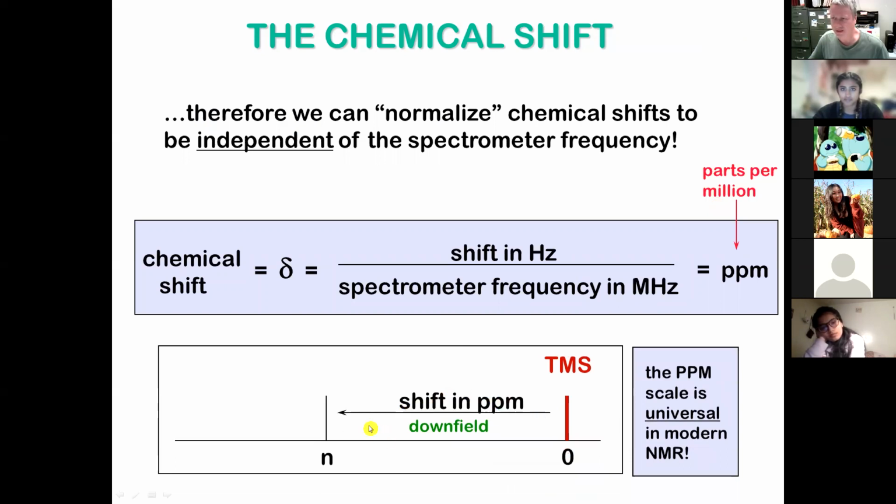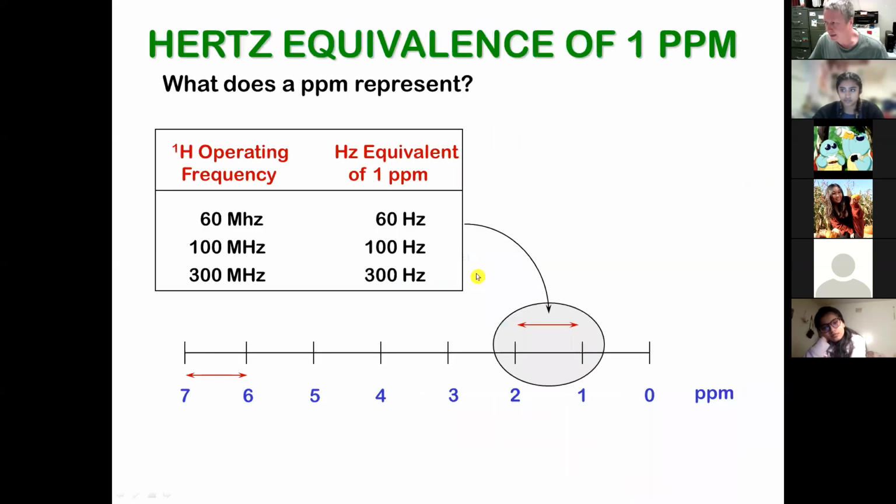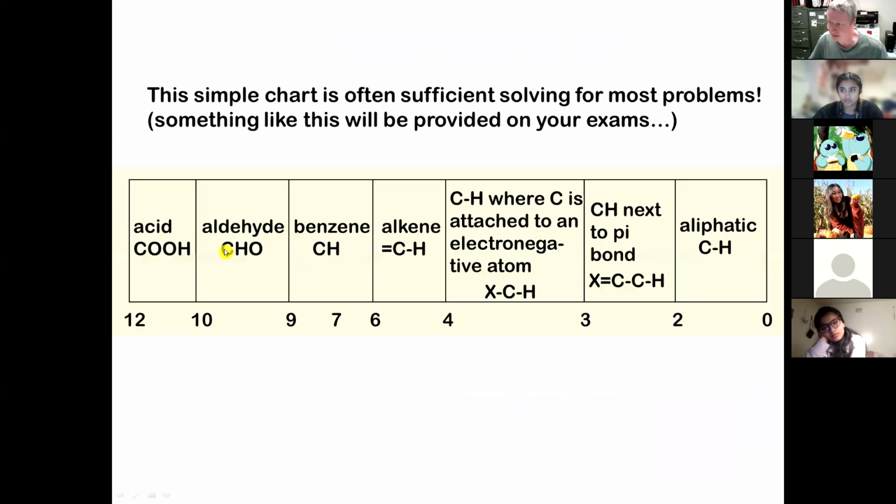As you go left, it's called downfield. Is left de-shielded or more shielded? We said left is de-shielded. We'll get into that next time, but let's finish one more slide. The ppm is universal in modern NMRs since the 70s probably. This is where we're going to go next.